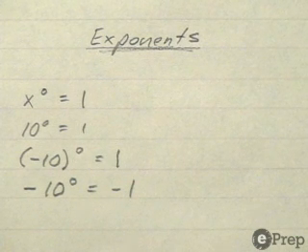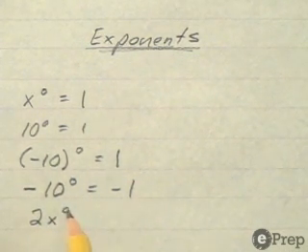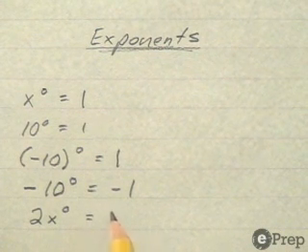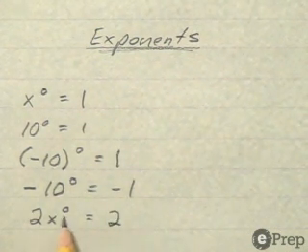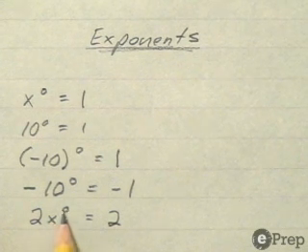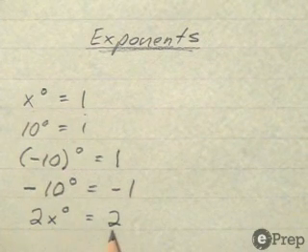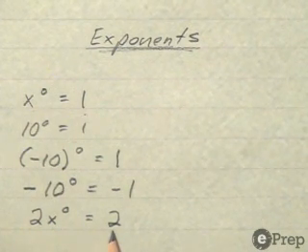So be careful. If you have something like this, 2x to the 0 power, that's going to equal 2. Why? Because the 0 power is only affecting the x. So x to the 0 power we saw up here was 1, and then 2 times 1 is going to equal 2. So keep that in mind.